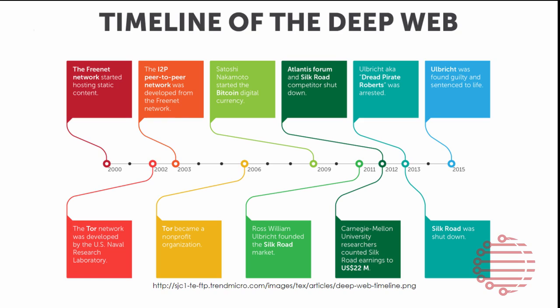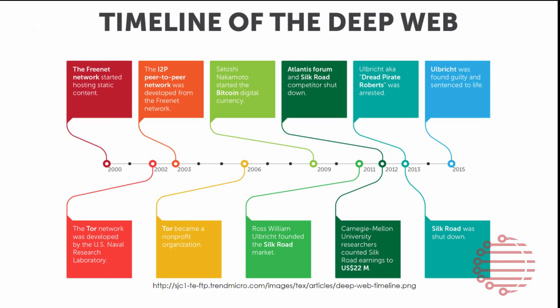And Tor was first developed by the U.S. Naval Research Laboratory in 2002. It was earlier, in the mid-1990s, when the actual onion routing was created. That's the structure that Tor uses to send information over the internet. But Tor was first created in 2002.